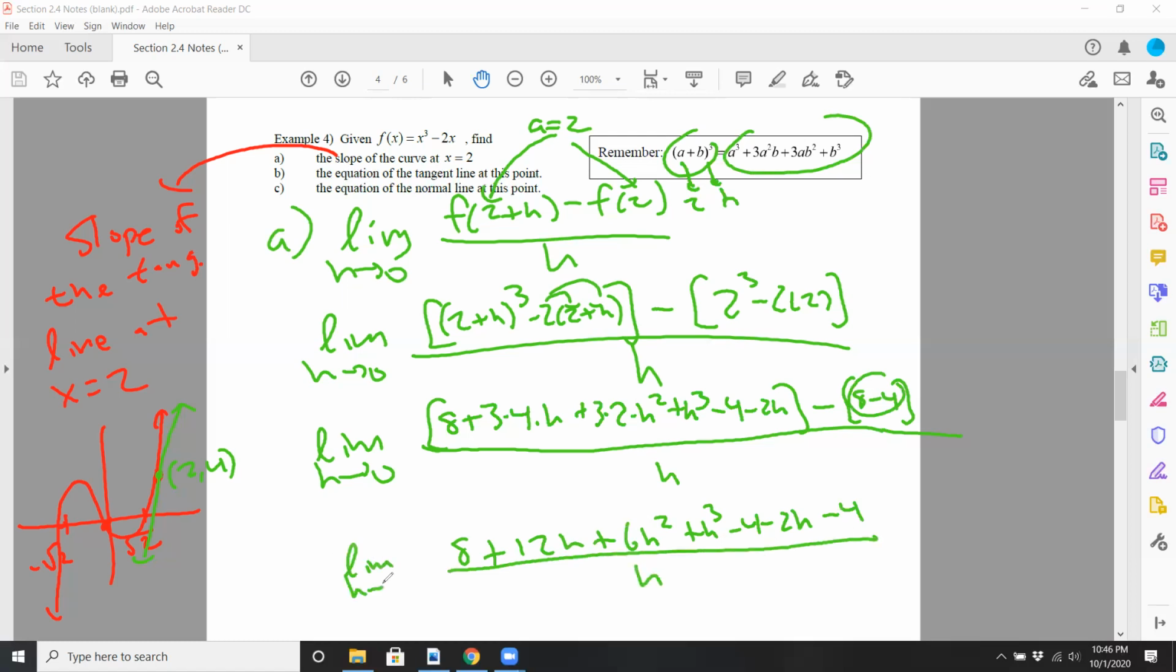The limit as h approaches 0. Now, fortunately, some things will go away. The 8 and the 2 negative 4s will cross off. That leaves us with a bunch of h's up top, and we see an opportunity where we can combine like terms. So I'll do that right now. The limit as h approaches 0. 12h minus 2h is 10h, plus 6h squared plus h cubed over h.